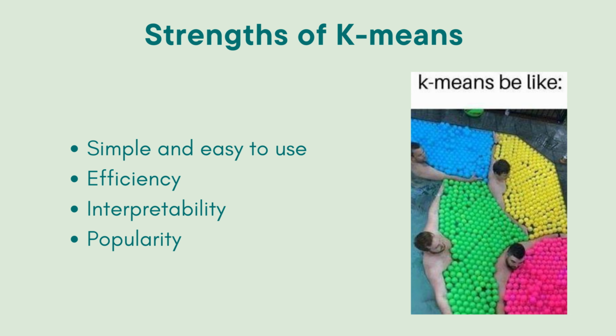Now, let's talk about the strength and weakness of k-means. The strength of k-means is simple and easy clustering algorithm because it's easy to understand and implement. In addition, it is efficient because k-means algorithm is an iterative algorithm with fast operation speed. Furthermore, k-means algorithm is interpretable because it can help us understand the data distribution and characteristics. Last, because k-means is simple, it is also the most popular clustering algorithm being used.